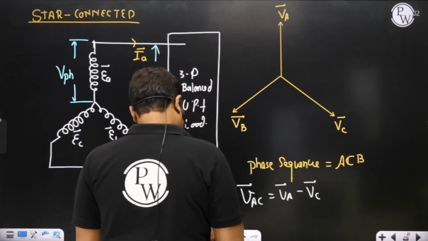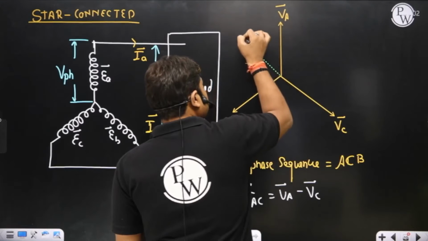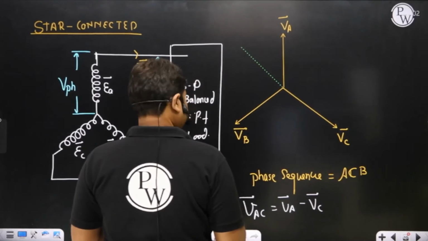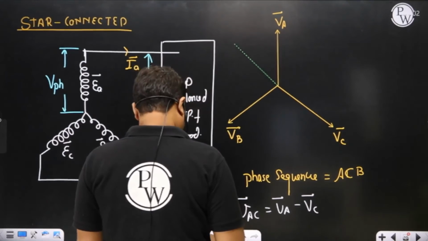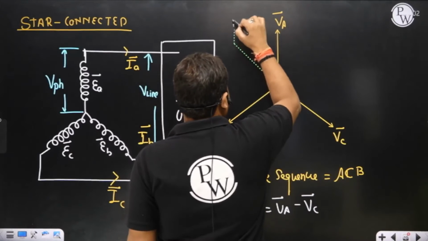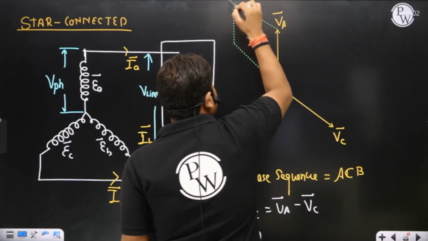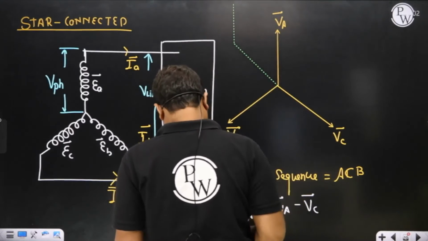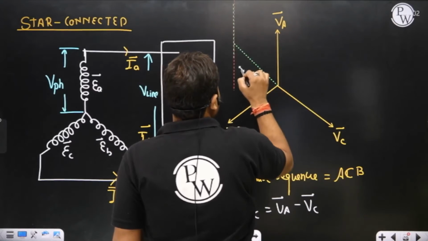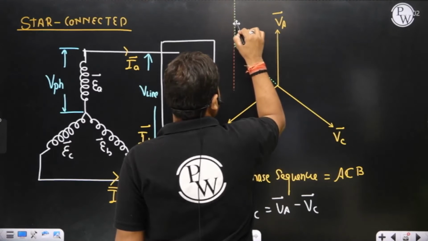Is it okay? Yes, sir. So VA minus VC can be represented here. VC is this, then minus VC can be represented here. And VA minus VC can be represented by a simple parallelogram method.